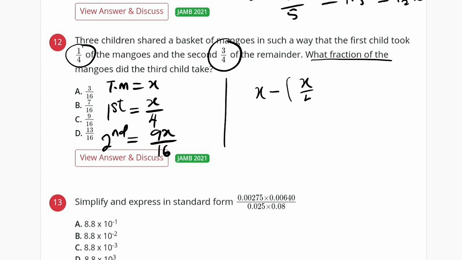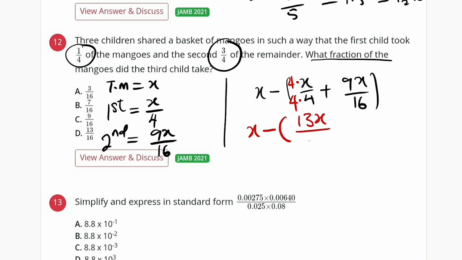To find that fraction, we are going to say x minus the sum of the first, which is x divided by 4, plus 9x divided by 16. For equivalency, we can multiply this by 4, and we have to multiply the 16 by 4, so that we have x minus this plus this, 4x plus 9x is going to make it 13x. So we have 13x divided by 16.